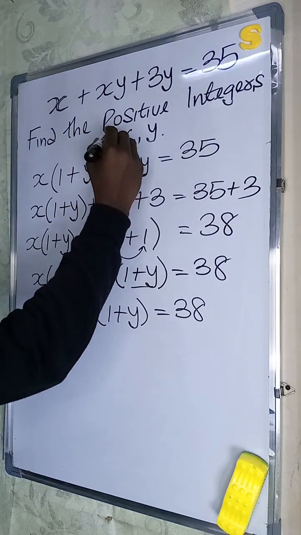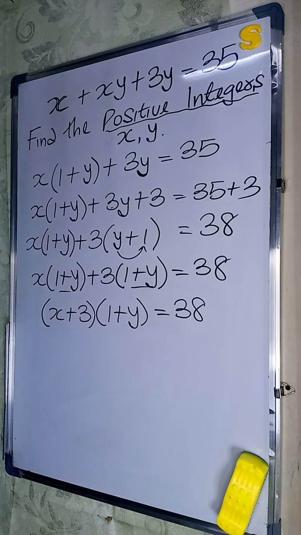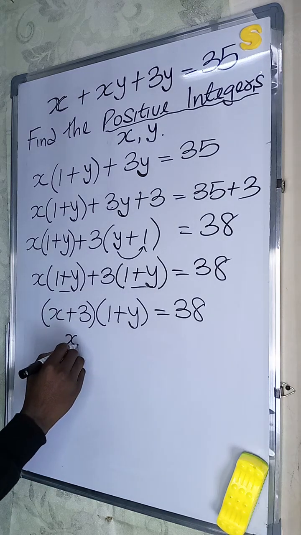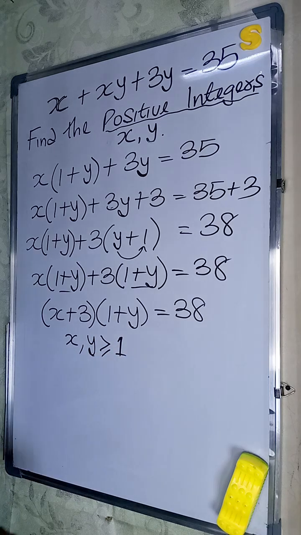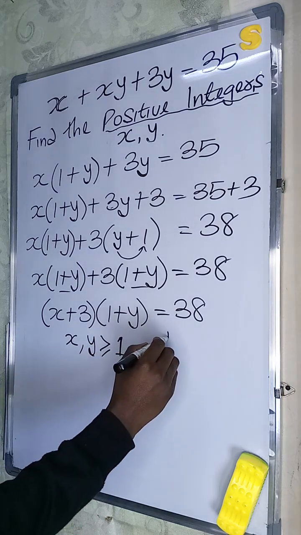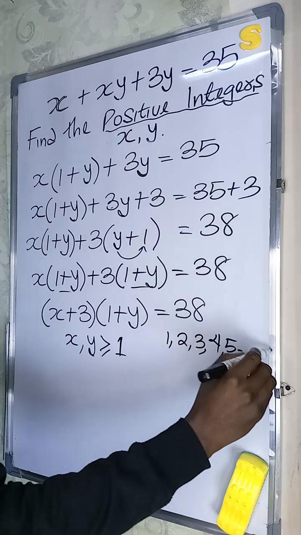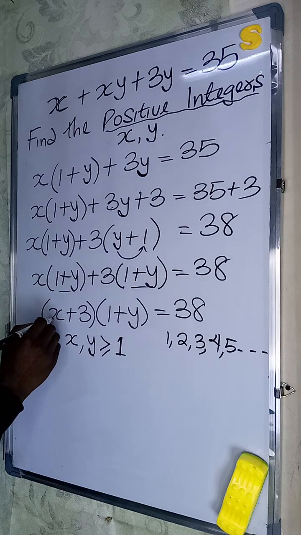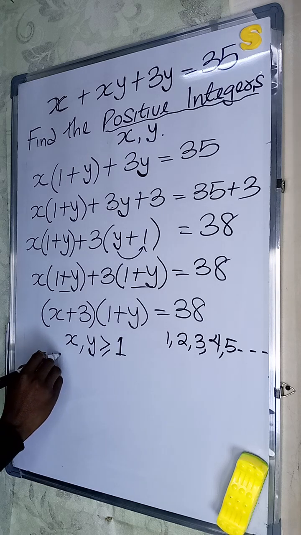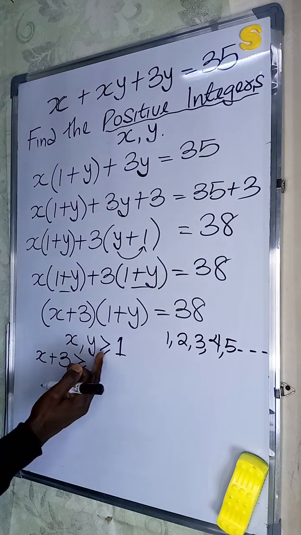Now let's consider some cool facts. We said x and y must be positive integers. For x and y to be positive integers, the value of x or y must be greater than or equal to 1. So x and y must be numbers like 1, 2, 3, 4, 5, and continuing. So what does that tell us? That x can still be 1, and y can still be equal to 1.